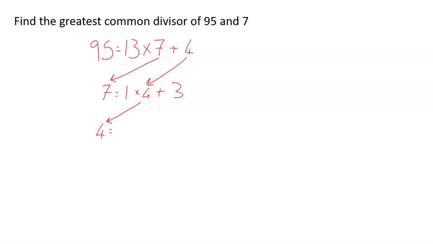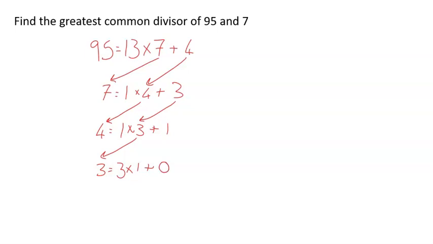Again, same steps. Divisor becomes a dividend. Remainder becomes a divisor. So 4 equals something times 3. Well, 1 times 3 plus a remainder, which is 1. Still have a remainder. We continue on with the next line. We know it's going to be 3 equals something times 1 plus a remainder. Well, 3 times 1 gives me 3, and there's no remainder there.